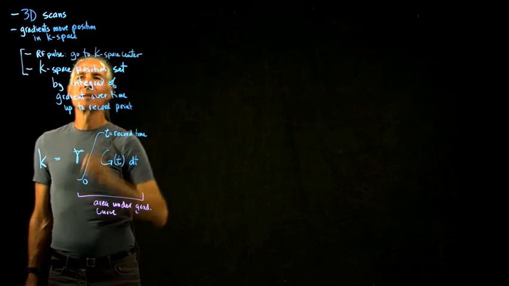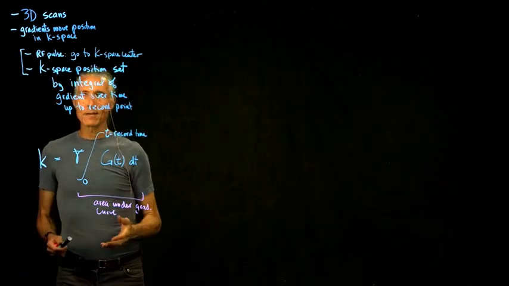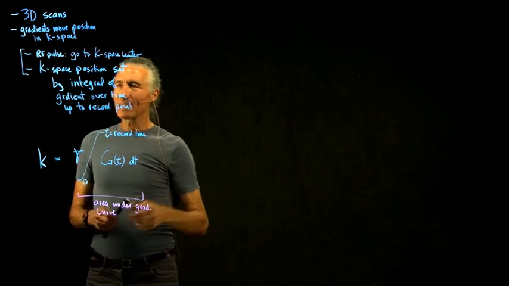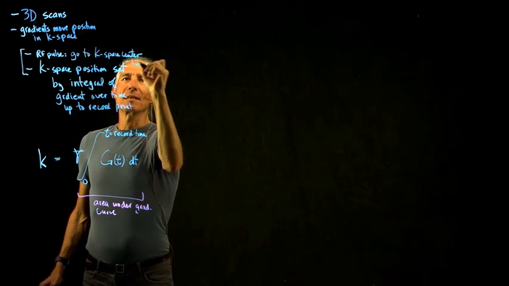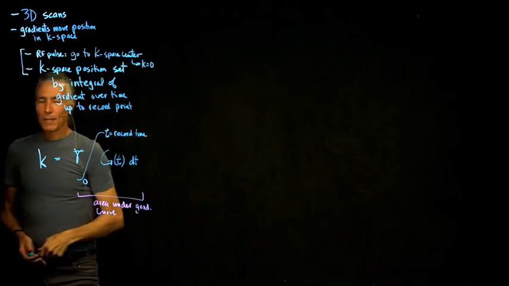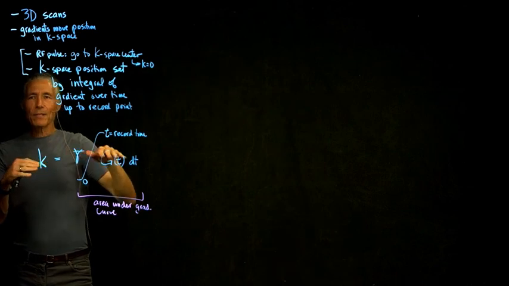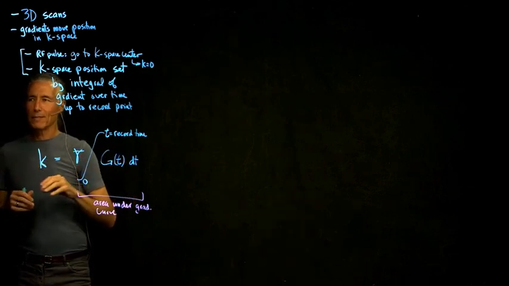Forgot to put that in there. So when you do an RF pulse, you go to K-space center. What's the K-space center? All the spatial frequency equals 0. So what does that mean? That means K equals 0. That basically lines up all the spins. When the spins are all lined up, you're in spatial frequency 0.